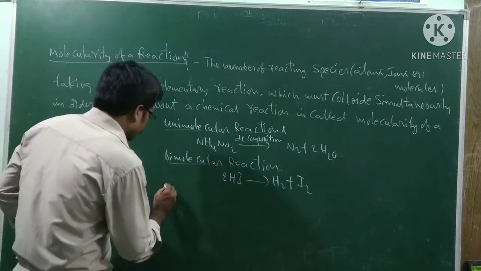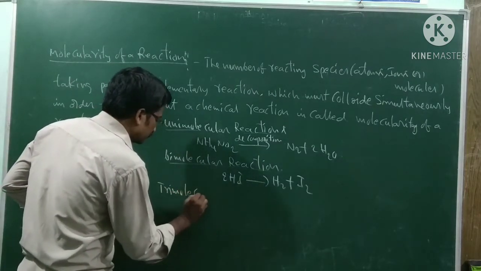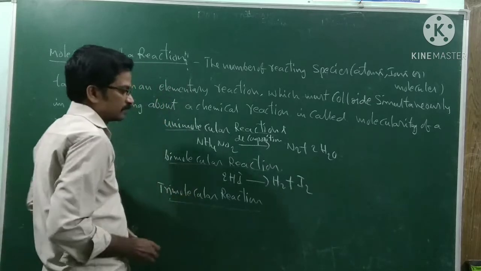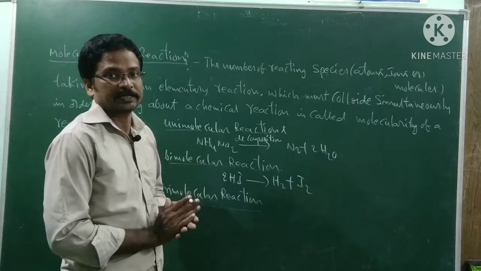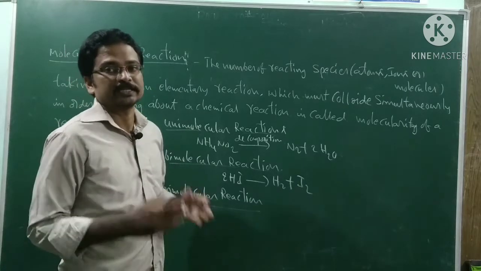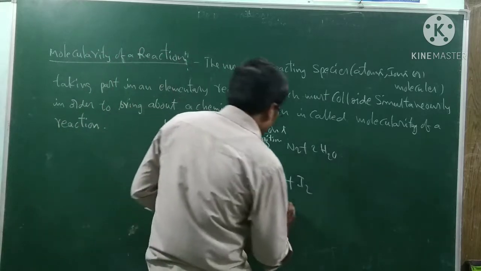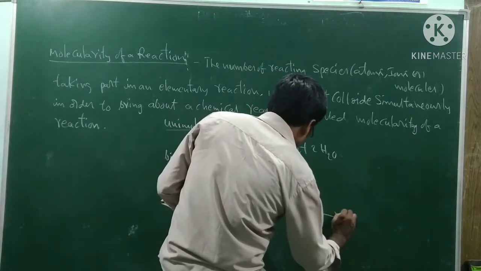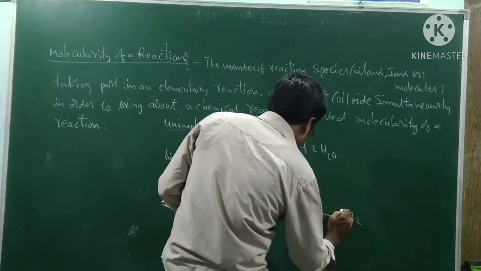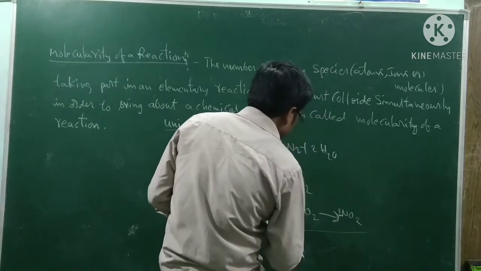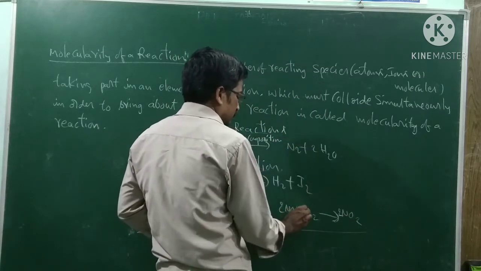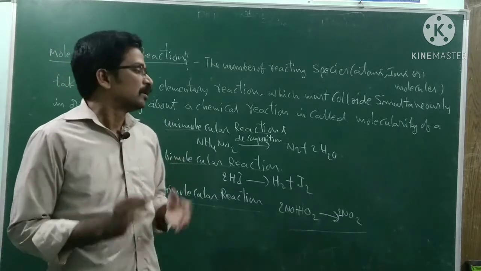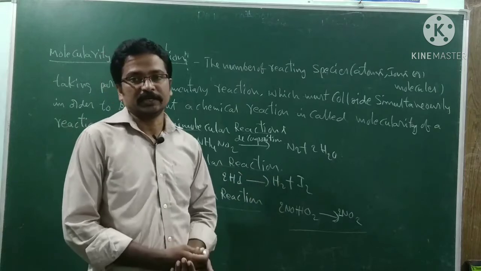Next, trimolecular reaction. A trimolecular reaction is one where the number of reacting molecules in a chemical reaction is 3. They collide simultaneously and give us the product. So, example, 2NO plus O2 gives rise to 2NO2. This is a trimolecular reaction, 2 plus 1. Okay, unimolecular reaction, bimolecular reaction, and trimolecular reaction.